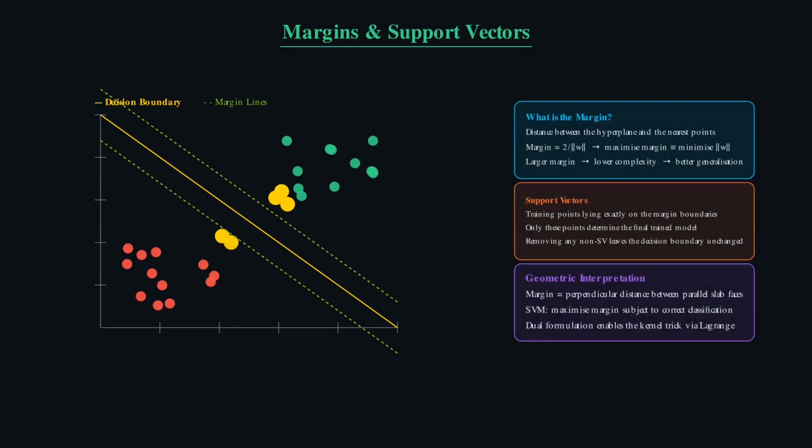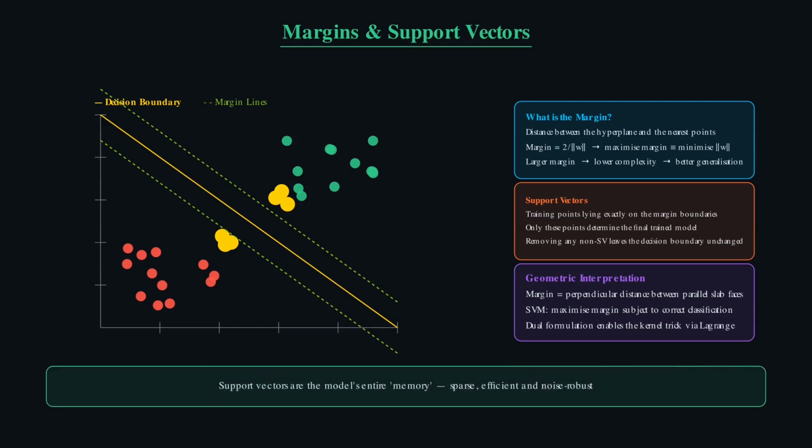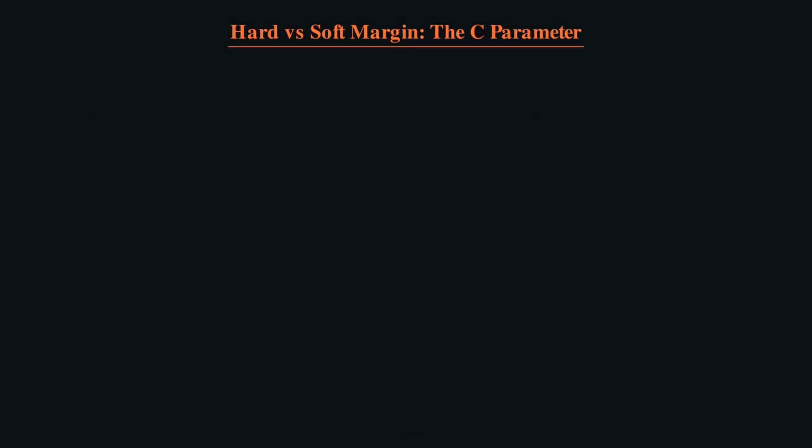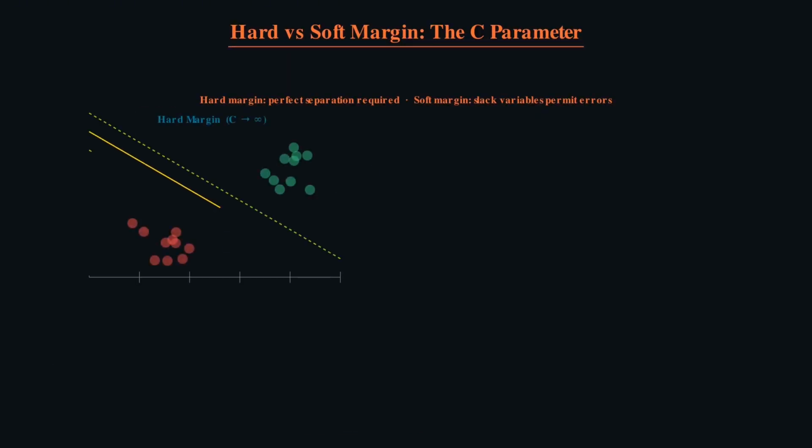Here's the key twist. Not all points matter. Only the points closest to the boundary, called support vectors, define the model. Move any other point, nothing changes. Remove any other training point, and nothing changes about your model.